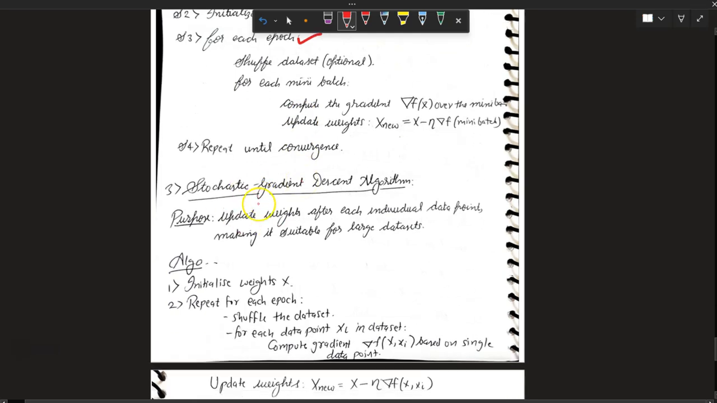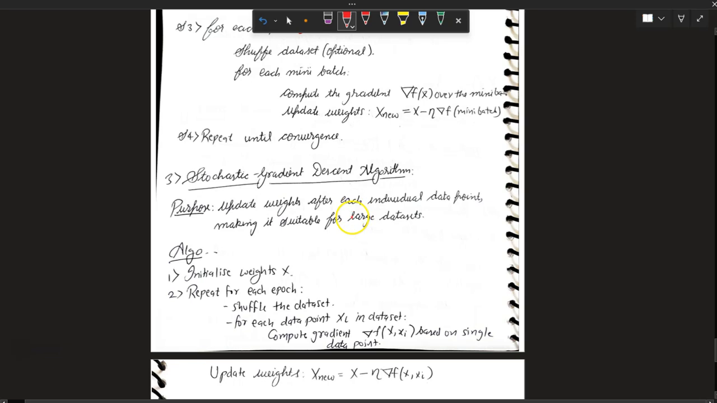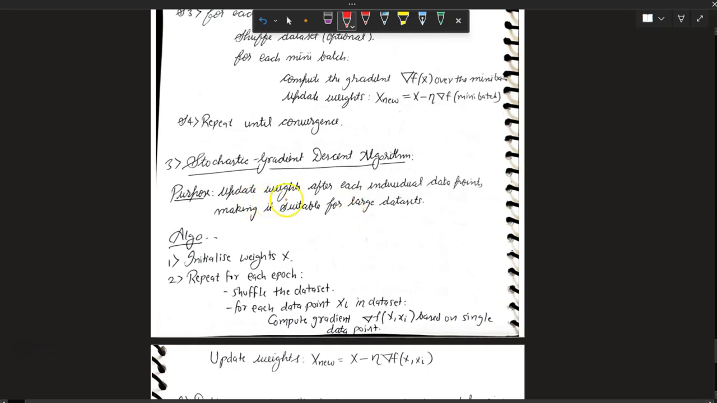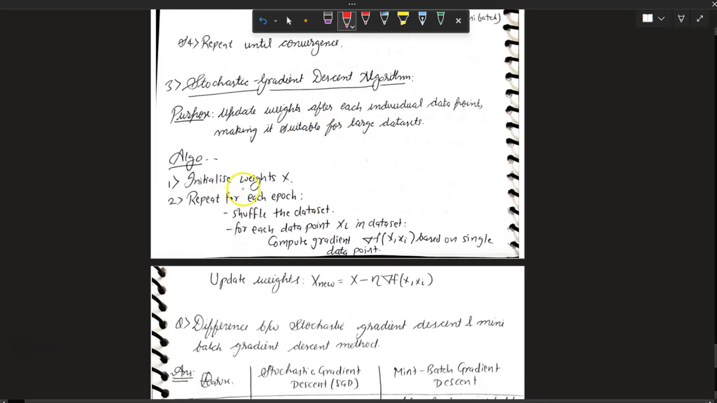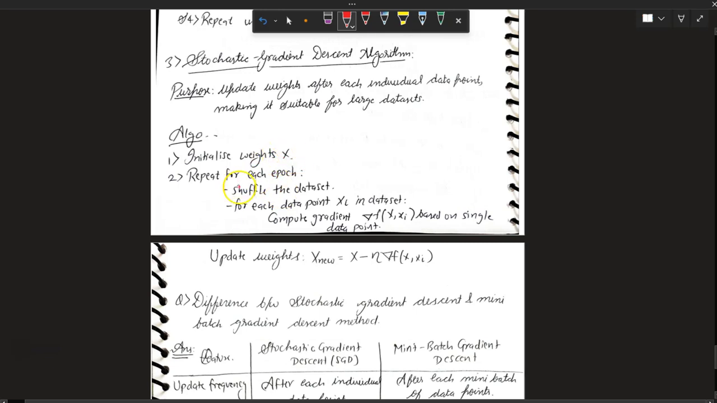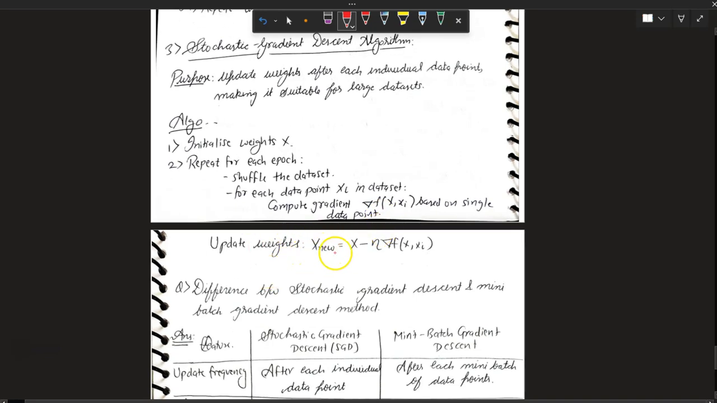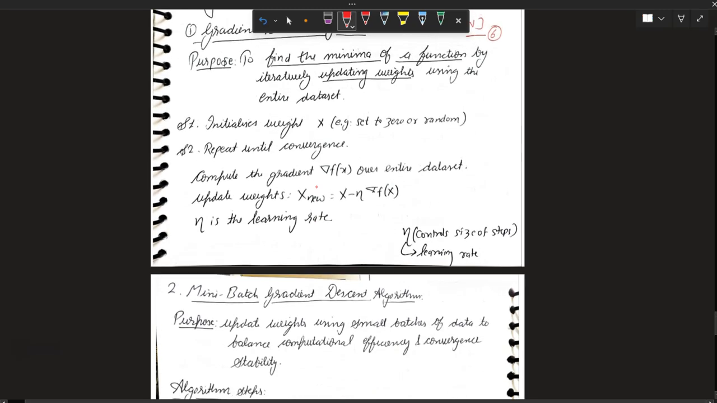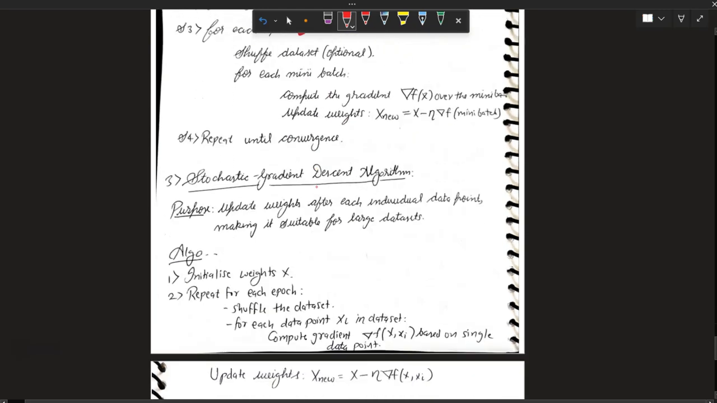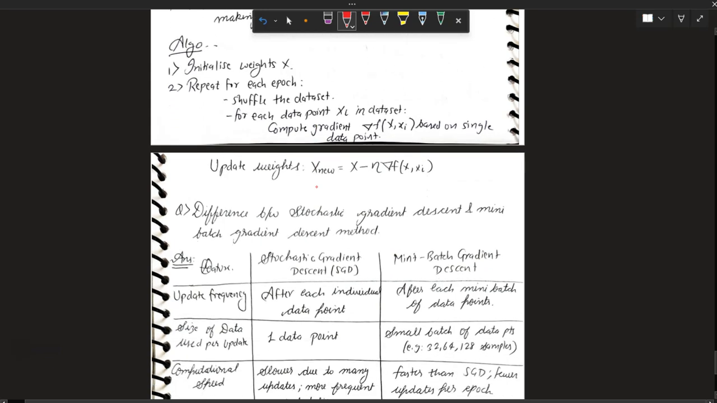Now move to the third one, the stochastic gradient descent algorithm. What is the purpose of this? To update the weights after each individual data point, making it suitable for large data sets. Let's see the algorithm. Initialize weight x, repeat for each epoch, shuffle the data set. For each data point xi in the data set, compute the gradient delta f(x; xi) based on a single data point. Update weights: x new is equal to x minus eta delta f(x; xi). Just see the algorithm, this is an important question, so understand it. I hope you understood well.